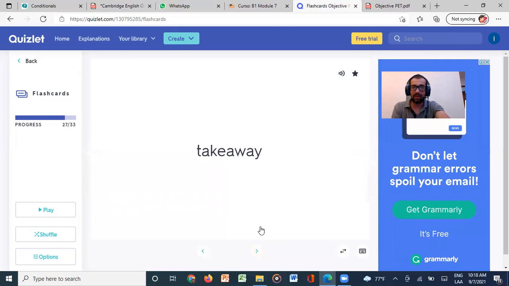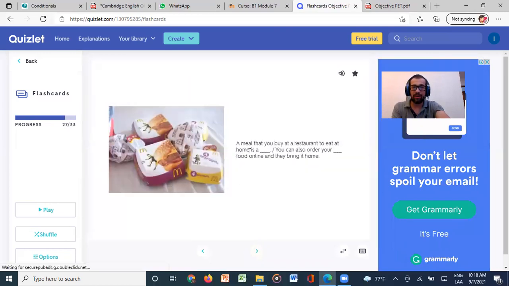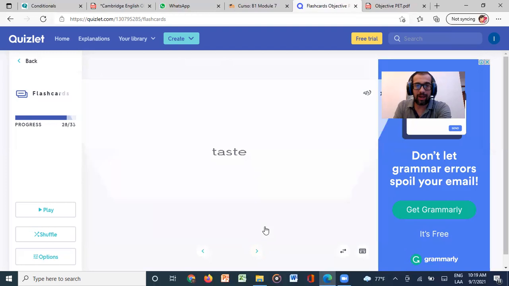Takeaway. In this case, a meal that you buy at a restaurant to eat at home is a takeaway. You can also order your takeaway food online and they bring it home, right? So nowadays, this is very popular, right? The takeaway food. You call and then they bring you your food. Let's go with number 28.